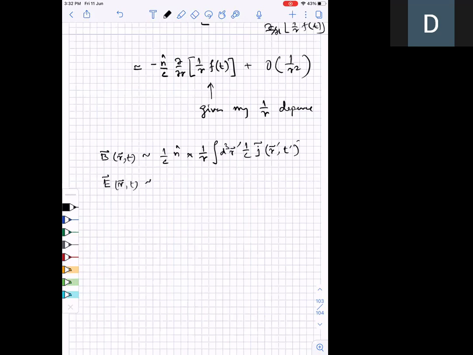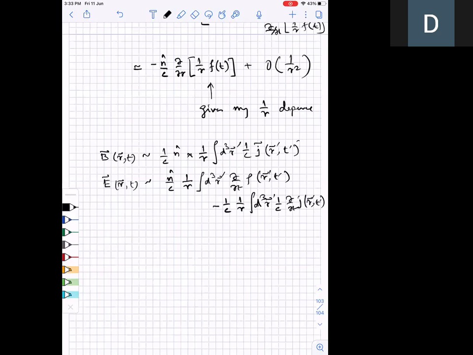This is roughly equal to, again, n cap by C, 1 by R, then there is an integral of d cube of R prime, then del T of R prime D prime minus 1 by C, 1 by R. We will find this formula. We have done this formula before. 1 by C del T of J R prime.